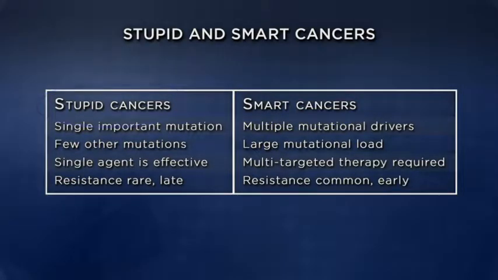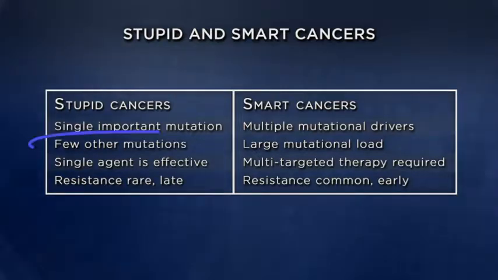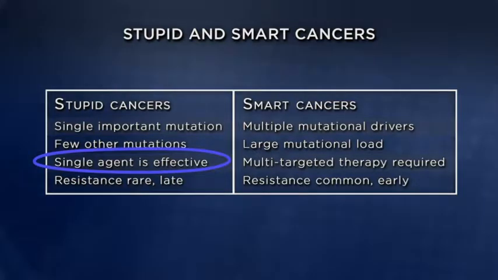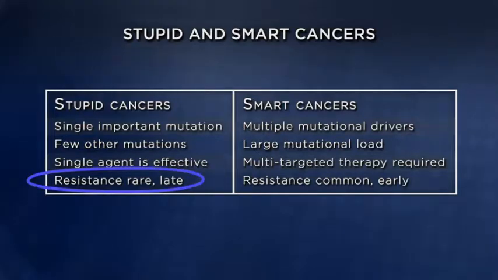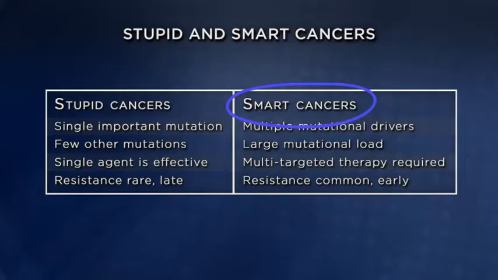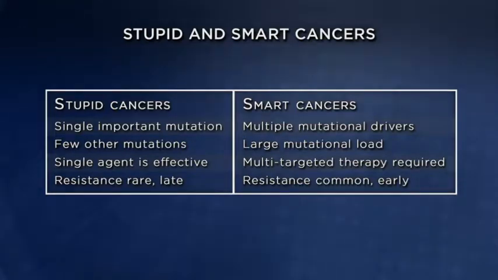Chronic myelogenous leukemia, the very first example I gave you in the course, is a stupid cancer. It's got a single important mutation, that shuffling gene, that fusion protein. It's got very few other mutations. You can take a single agent and knock it out, and it doesn't have resistance. Unfortunately, most tumors are smart cancers. They've got multiple mutations, a huge load. And the more we do genome sequencing, the more mutations we find. So you will need multiple targeted therapies, and resistance is very common. So this is the challenge we have.